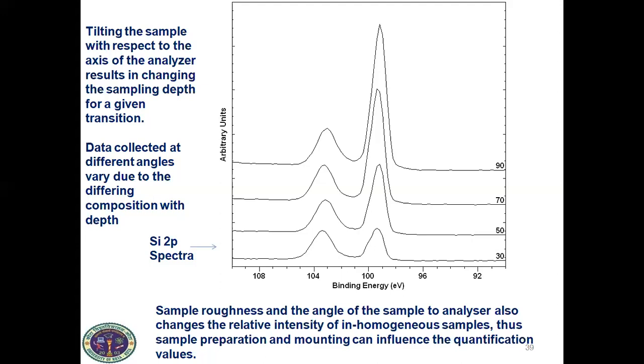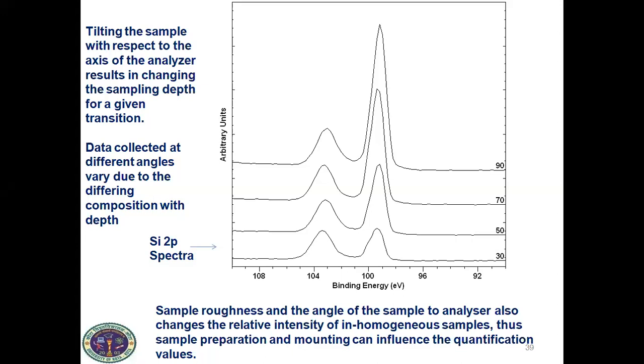If we tilt the sample with respect to the axis of the analyzer, it changes the sampling depth for a given transition, and data collected at different angles vary due to differing composition with depth. You can see at 30 degrees, both peaks in the silicon 2p have the same height, whereas at 50 degrees, the peak around 100 has more intensity. At 70 it is increased, and at 90 it is maximum.